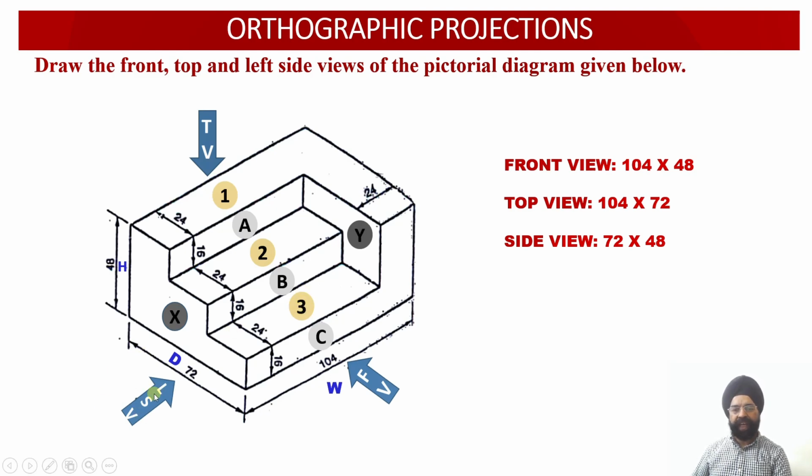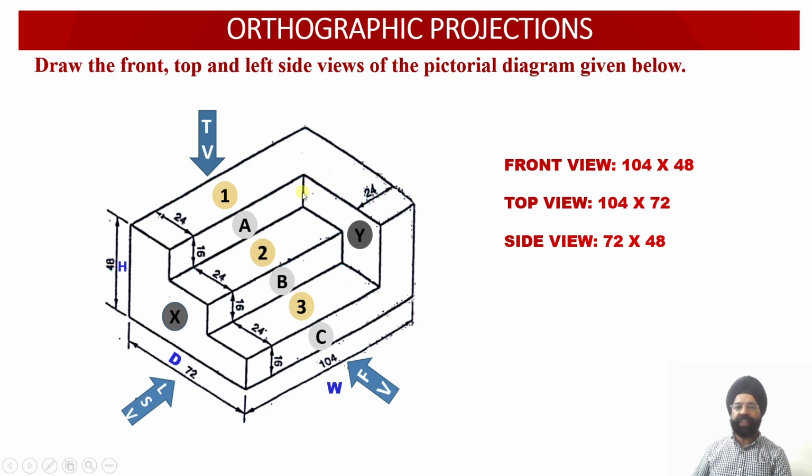And once you are looking at the solid from the left hand side, this is the first step surface which is visible from the side. This is called surface X. Okay, so this is the stepped surface. So the true shape of this surface will also be obtained on the profile plane, because this surface X happens to be parallel to the profile plane.